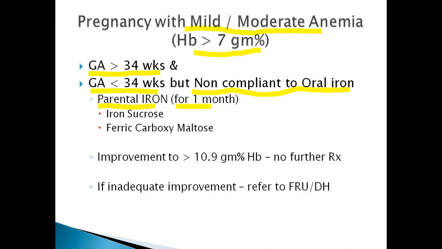Parenteral iron has to be given for 1 month. The available formulations are iron sucrose and ferric carboxymaltose. So one of these preparations can be selected. And again, improvement to greater than 10.9 gram percent hemoglobin is what we are looking for. Just as a recap, 11 gram is the cutoff for normal hemoglobin in a pregnant female. So we are looking for normal levels. So if this normal level is achieved, then no further treatment is needed. In fact, no further prophylaxis is also needed.